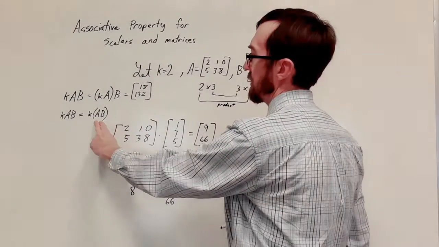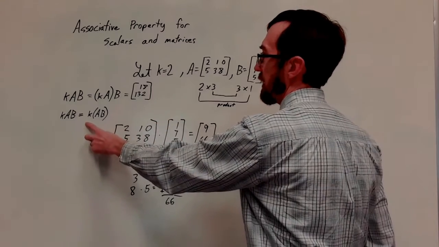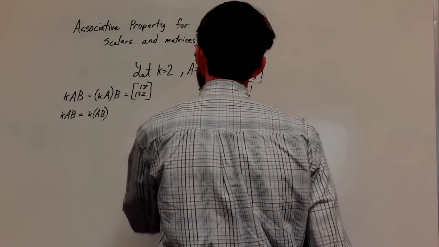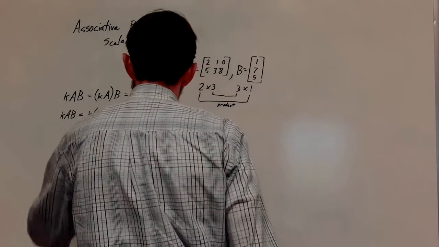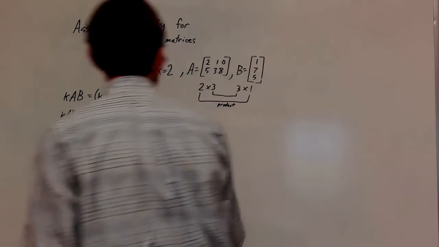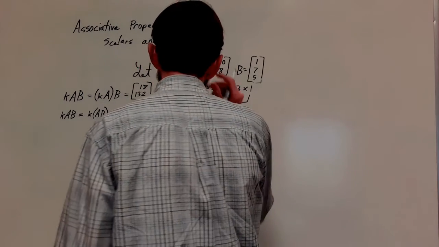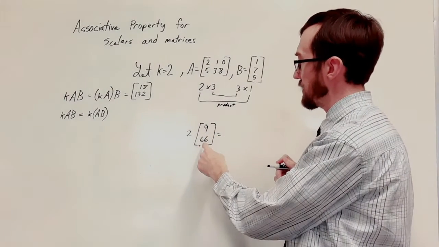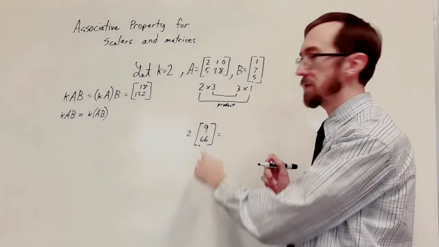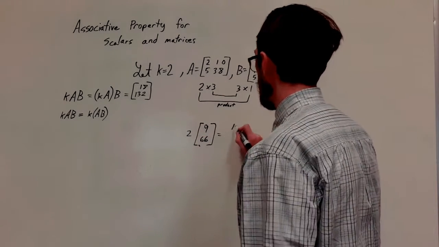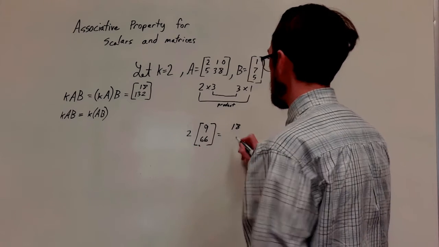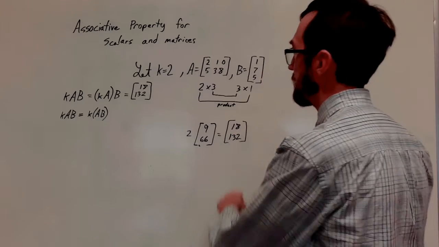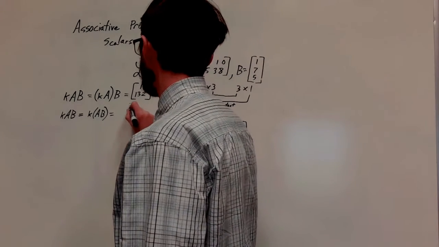We have done the associated part here. Now we need to take this matrix and multiply by the scalar. Again, multiplying by a scalar means that we take each element individually in the matrix and multiply by this scalar number. 2 times 9 is 18, and 2 times 66 is 132. And that is a 2 by 1 matrix. That will be the result here.